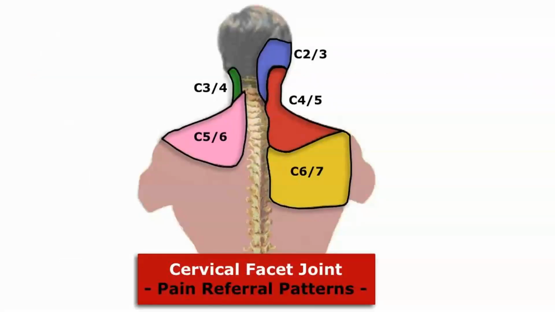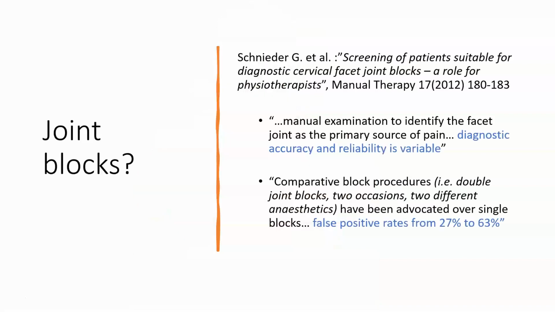And this is a nice picture to illustrate the maximal referred pain pattern if there's a problem with facet joints. So as you clearly see, there is no radiation of pain in the arm. Yeah, manual examination to identify the facet joint as the primary source of pain.